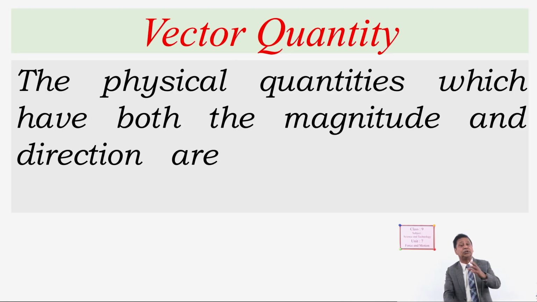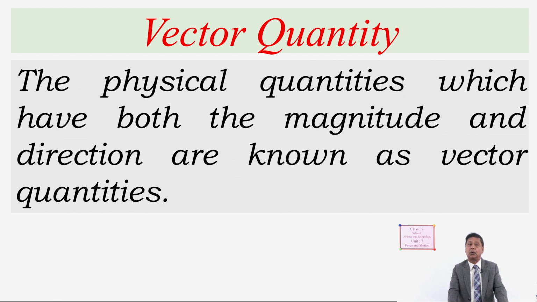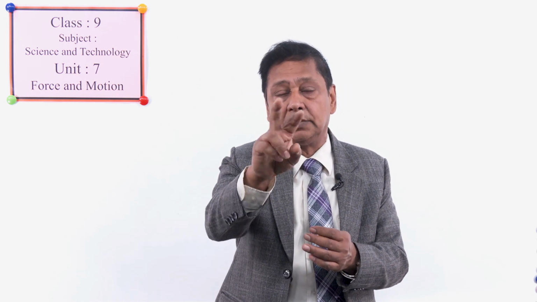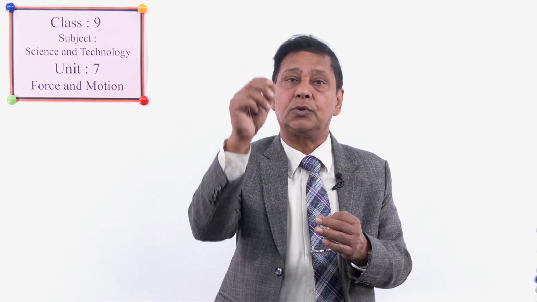But if someone asks what is vector quantity, then we can reply this way: the physical quantities which have both magnitude and direction are known as vector quantity. Just for example, if someone says the weight of this body is 2 Newton, then the number 2 and the Newton unit, number and unit, these two represent the magnitude of the weight. But the weight also has direction. Weight of a body is the force with which earth attracts the body towards its center.